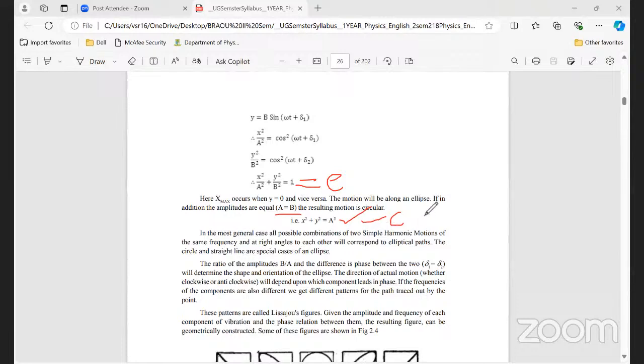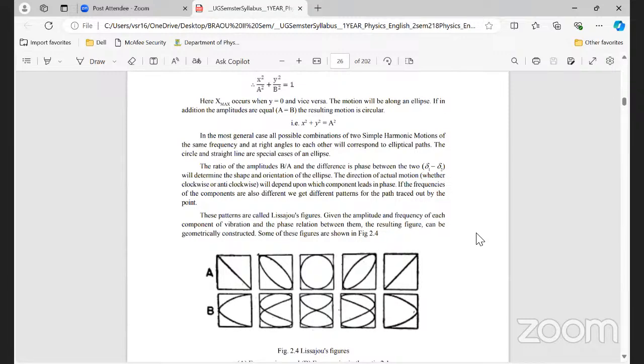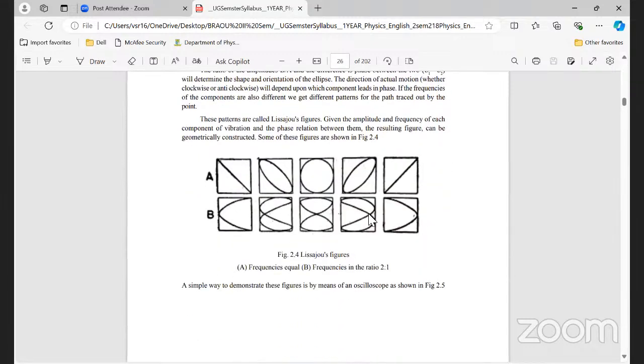For that condition, the path of the particle is a circle, and if the value is 1, the path is elliptical. So here below, for different combinations, they have been tracing out the straight line and elliptical orbit. This is for 5/2, a circle is there, and clockwise and anti-clockwise are there. The figure 8 symbol is also there.